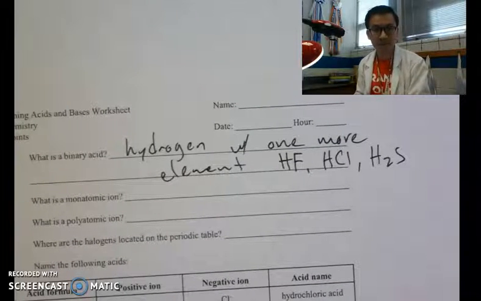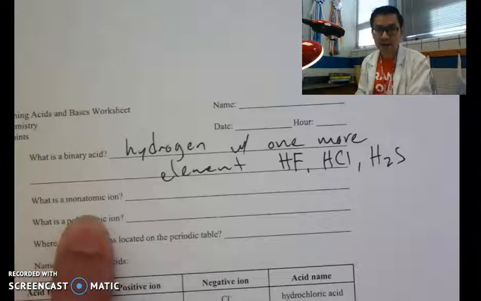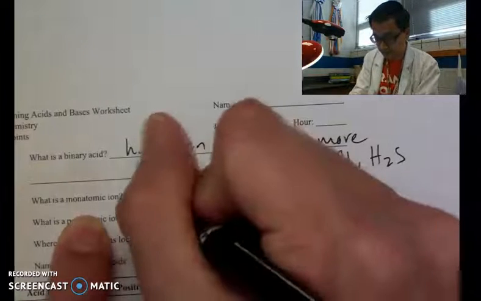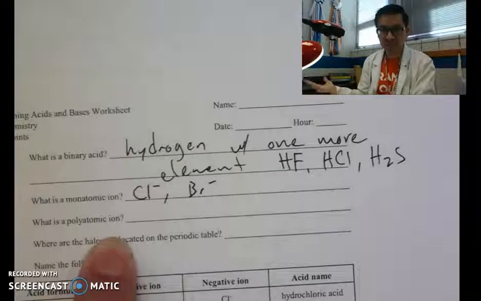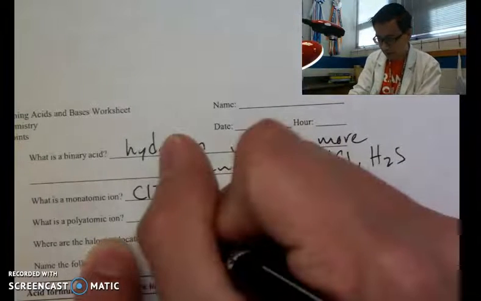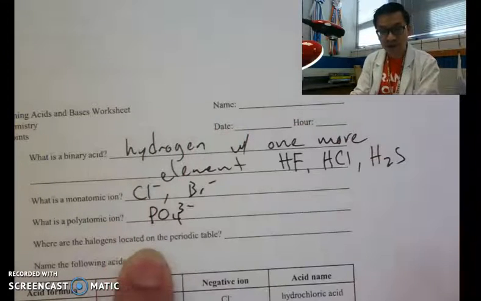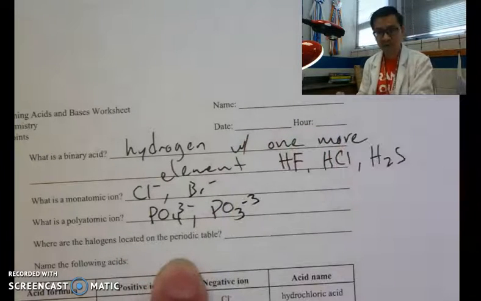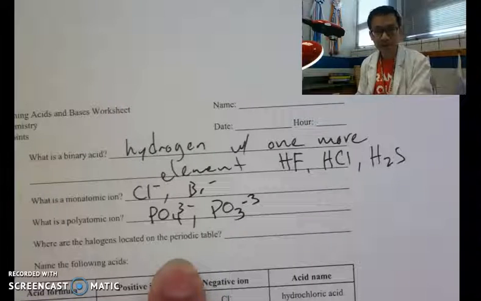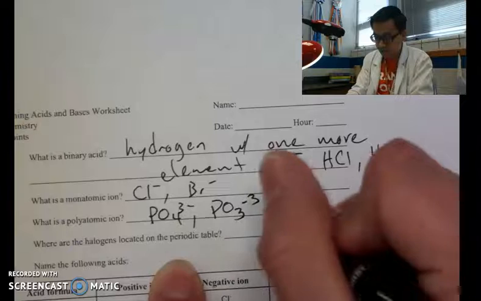What is a monoatomic ion? A monoatomic ion is an ion that is one element, like Cl minus or Br minus. One element makes an ion. Polyatomic ions are multiple elements together making an ion, like phosphate. There's phosphite, which is popular but not on your list: phosphite, 3 minus. Where are the halogens located? In group 17, right? Easy.